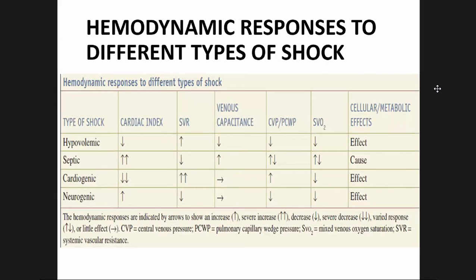So we have here the hemodynamic responses to different types of shock. In hypovolemic shock, there is decreased cardiac index with increased vascular resistance. In septic shock, there is severe increase in cardiac index and decreased vascular resistance. In cardiogenic shock, there is severe decrease in cardiac index and severe increase in vascular resistance. And in neurogenic shock, there is increase in cardiac index and decrease in vascular resistance.